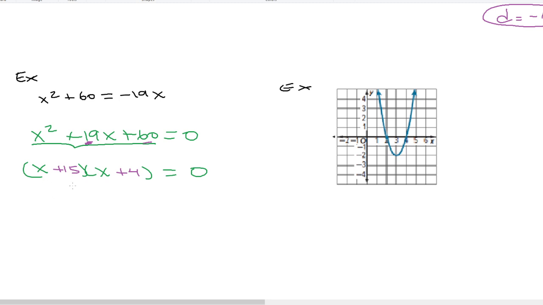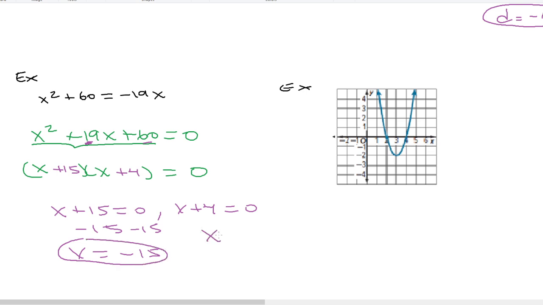So x plus 15 times x plus 4 equals 0. So x plus 15 equals 0. x plus 4 equals 0. Solve for x. And x is equal to negative 15. And x equals negative 4. Alright, so this one has two answers.